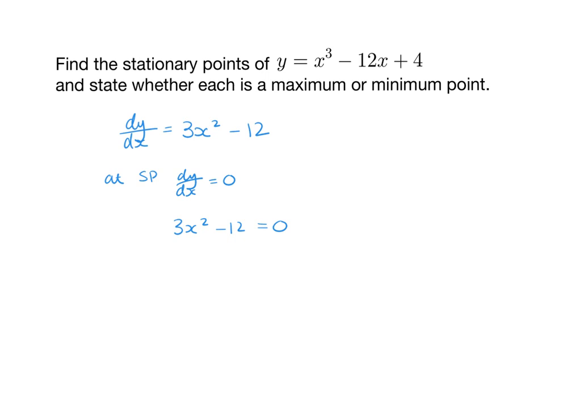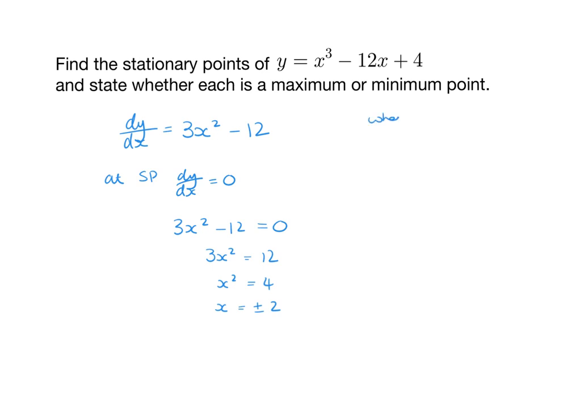Now, we could solve this by factorising or by rearranging in this case. So if I add 12 and divide by 3, I can now square root to get x is equal to plus or minus 2. So I've got two x coordinates. Now I need to find the y coordinates that correspond to these. To find the y coordinates, I'm going to come back to the original equation and substitute these values in.